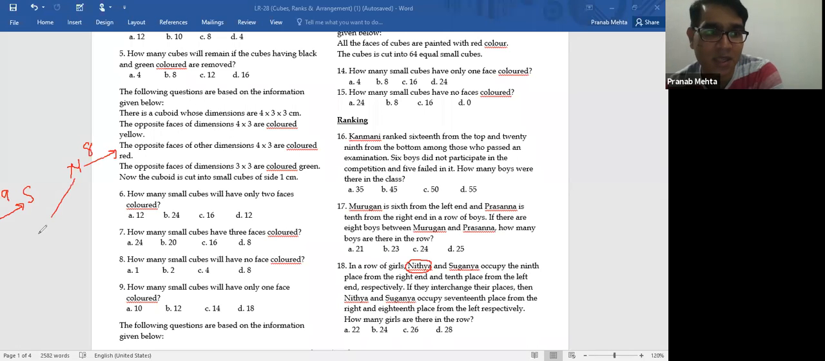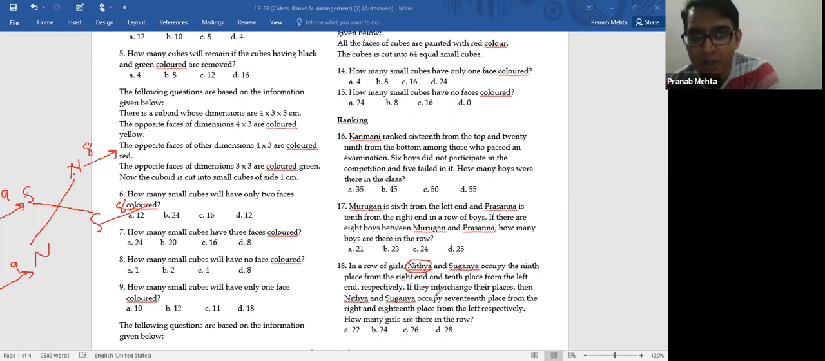Now what they're saying is that they're interchanging the position. Means Nitya comes here and Suganya comes here. After interchanging, since N comes in S position and S comes in 9 position, still 9 people are here and still 8 people are here. So this data I'm getting from the first information.